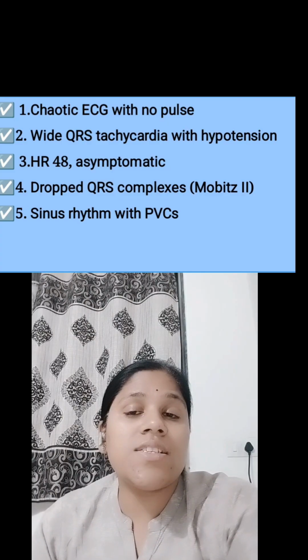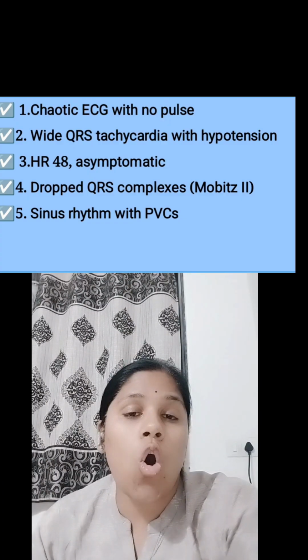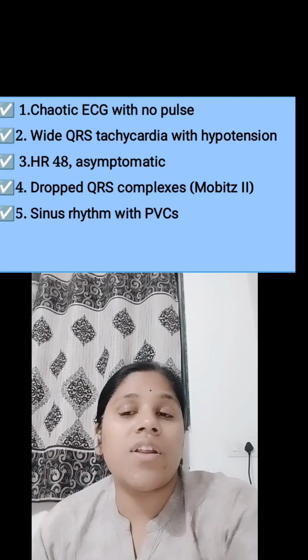And the third option is heart rate of 48, asymptomatic. The patient is asymptomatic. And option 4 is dropped QRS complexes. Dropped QRS complexes can happen in Mobitz type 2, that is second degree heart block. And the fifth option is sinus rhythm with premature ventricular contractions.